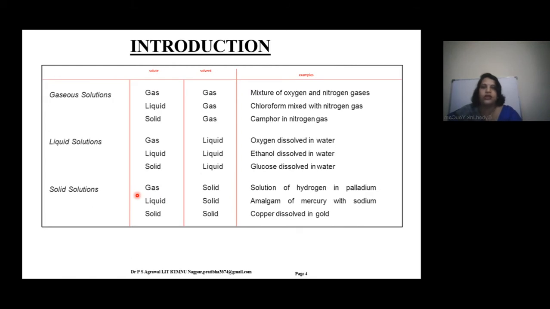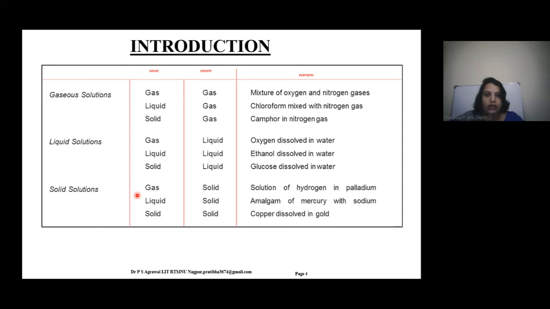Now, in our normal life, we rarely come across pure substances. Most of the mixtures contain two or more pure substances. Their importance depends on their composition. For example, brass, that is a mixture of copper and zinc. Bronze is a mixture of copper and tin. You get different alloys also.